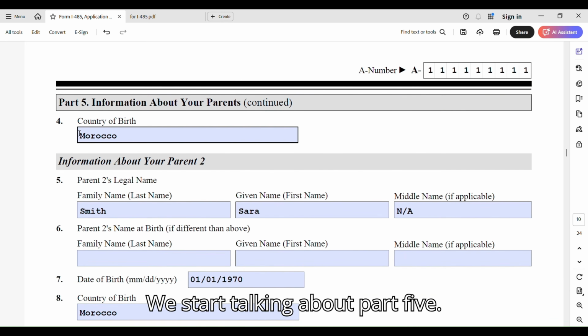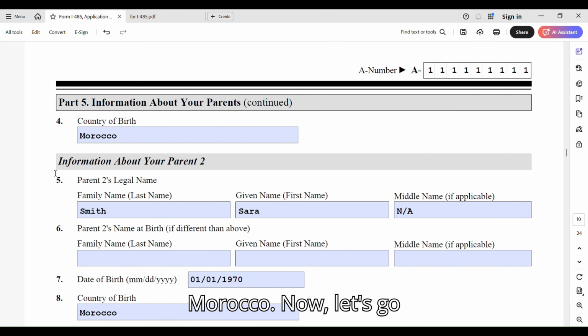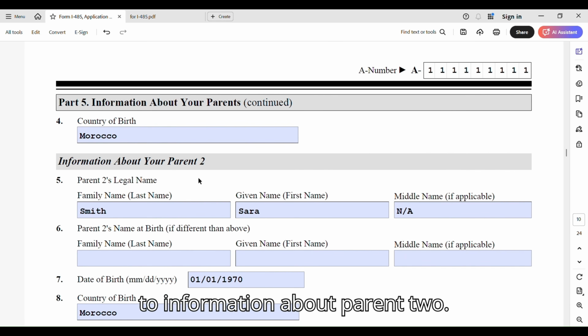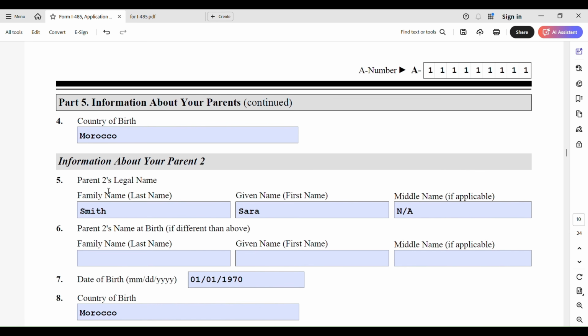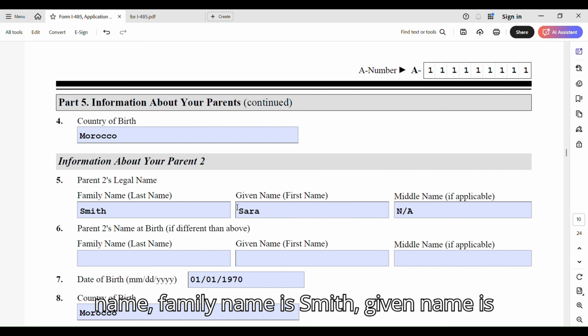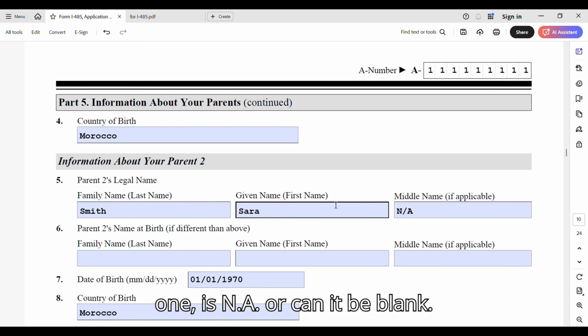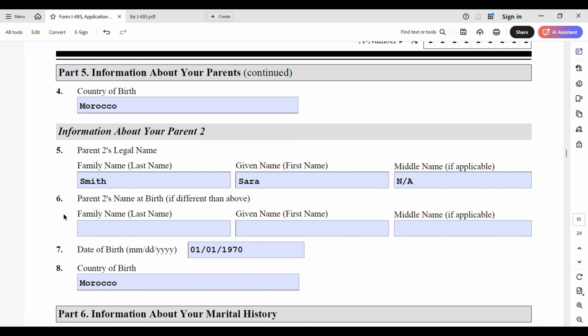We're still talking about part 5. Question number 4, country of birth is Morocco. Now let's go to information about parent 2. Question number 5, parent 2's legal name. Family name is Smith. Given name is Sarah. Middle name, she does not have one, is N.A. or can leave it blank.